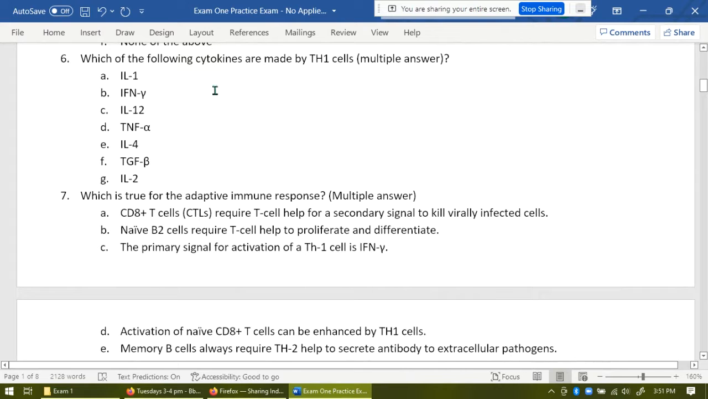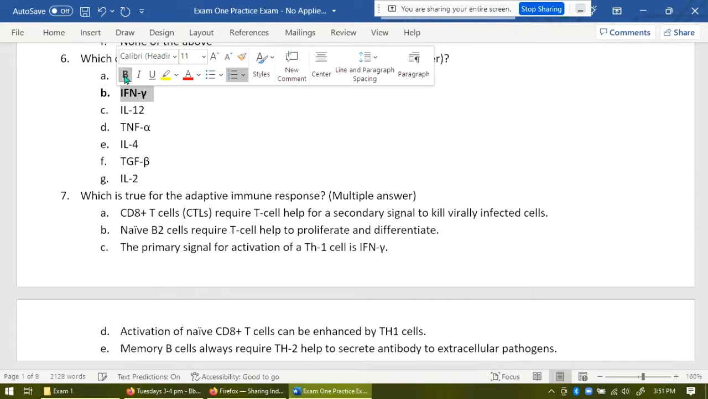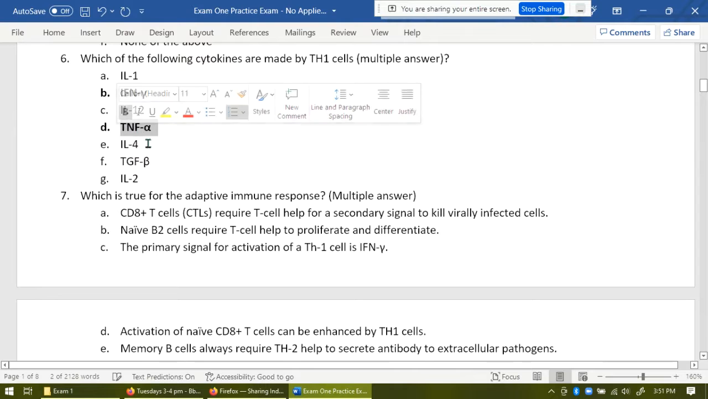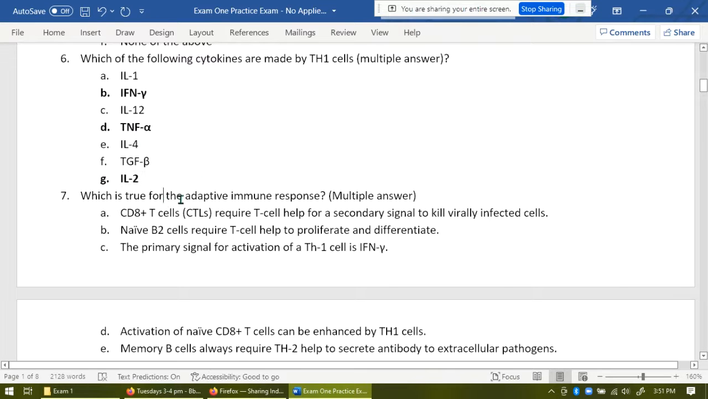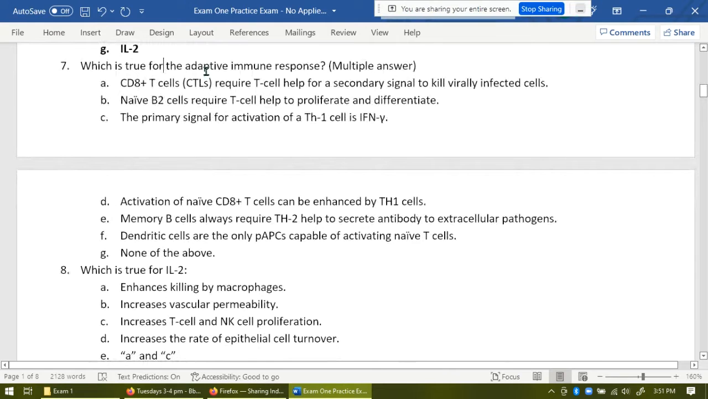What cytokines are made by Th1 cells? This is going to be interferon gamma, tumor necrosis factor, and IL-2. Those are the three to remember. Which is true for the adaptive immune response? Multiple answer.